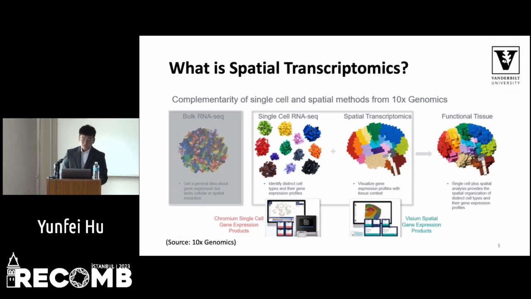From a high-level understanding, the difference between spatial transcriptomics, bulk RNA sequencing, and scRNA sequencing techniques could be taken in this way. Starting from bulk RNA sequencing, it basically captures the general idea of gene expression, but it fails to restore any cellular or spatial resolution information. But when it comes to single-cell RNA-seq, the distinct cell types could be identified with their specific gene expression profiles. But now, as we have spatial transcriptomics, we could visualize everything with the tissue context. So combining everything we have for now, we could try to identify the functional tissue.